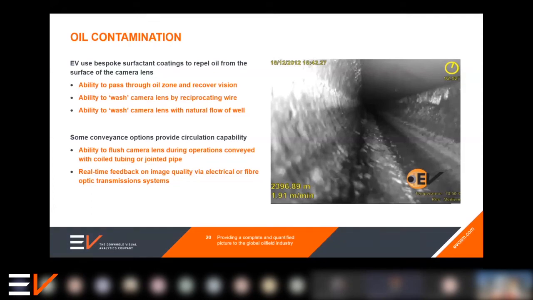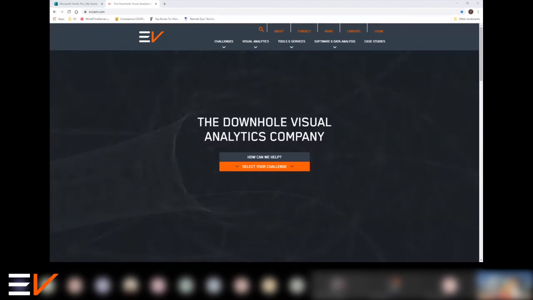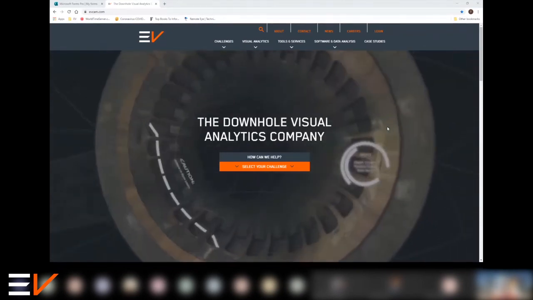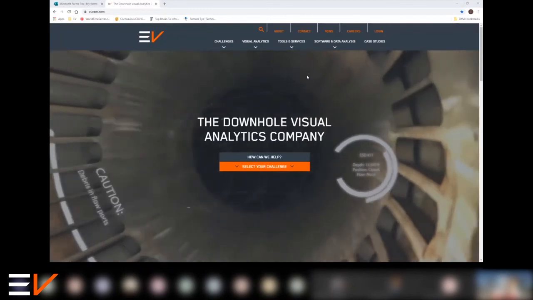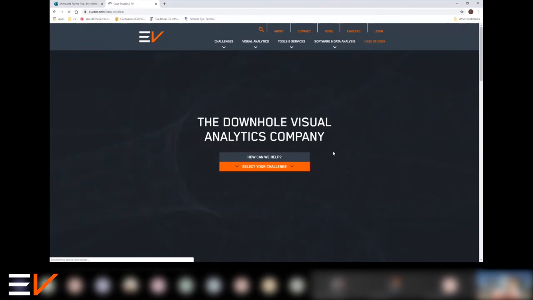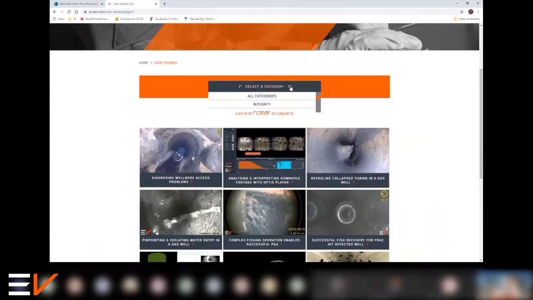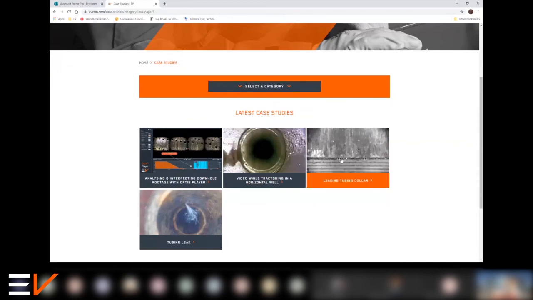We've got one other question here from Emmanuel asking if it's possible to detect leaking connections in the tubing. Yes, I saw that one come in as well. That's a great question. Emmanuel, if you wanted to have a look at this in more detail, we've got lots of case studies and examples on our website. I'm just going to click here on the case studies tab. There's a whole raft of additional ones on our YouTube channel as well. If I come down here, I can dissect the case studies by category, and we'll take a little look here at leaks.